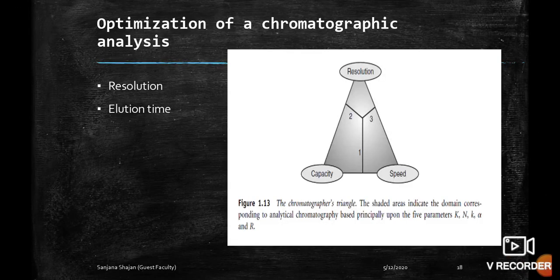So today we'll be studying about the classification of chromatography.